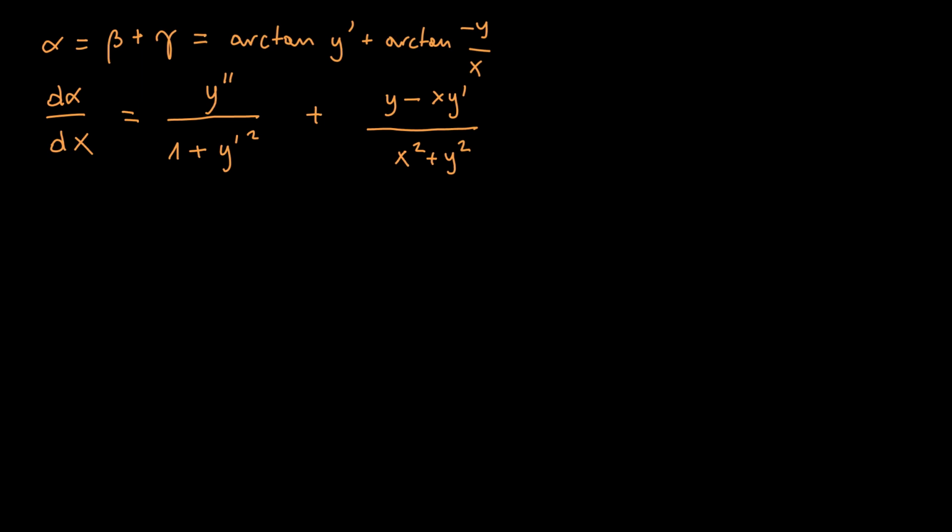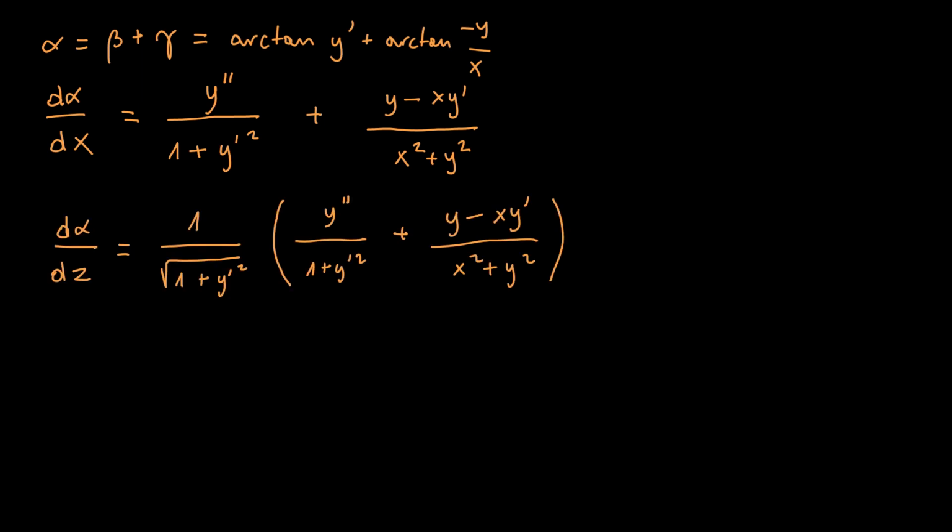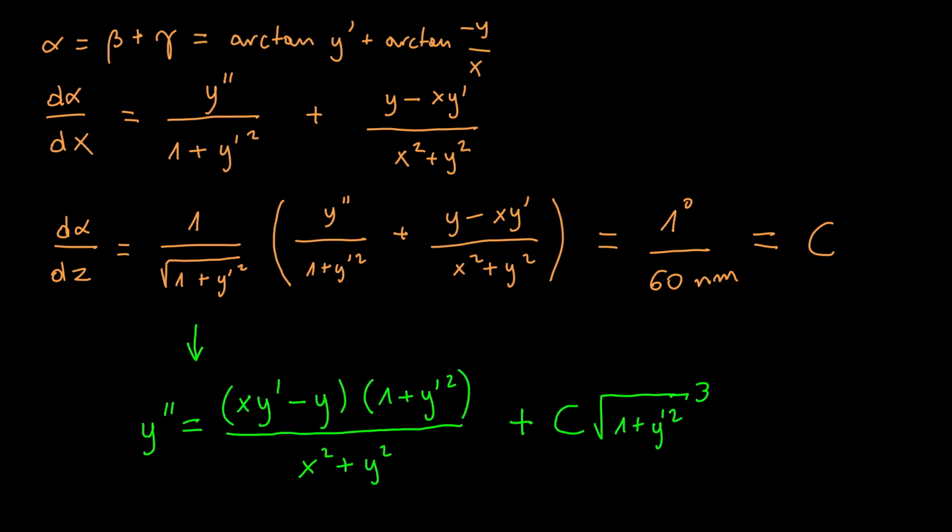So if we then divide by dz over dx, we get d alpha over dz, which is this. And now this is what is supposed to be constant, 1 degree over 60 nautical miles. So let's label this rate with c, and we can rearrange all of this to extract the second derivative of y. And this is our final equation.